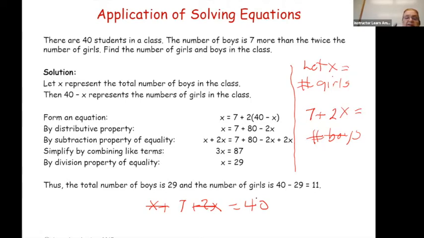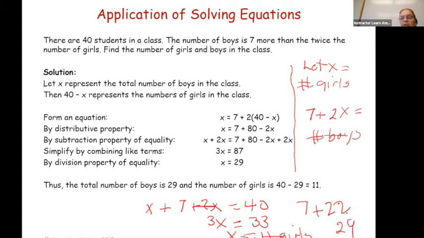I guess if I don't get this thing off the pad fast enough, I get strange ghost lines. Okay, so we have 3x equals 33, and so x equals 11. And that, remember, is the number of girls. And then the boys are 7 added to twice the number of girls, so that would be 22. So 29 would be the number of boys. So this, I think, is a little bit easier.